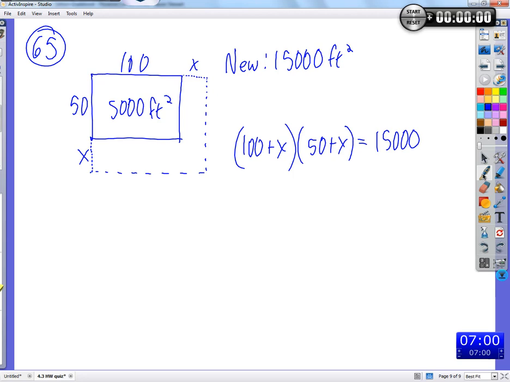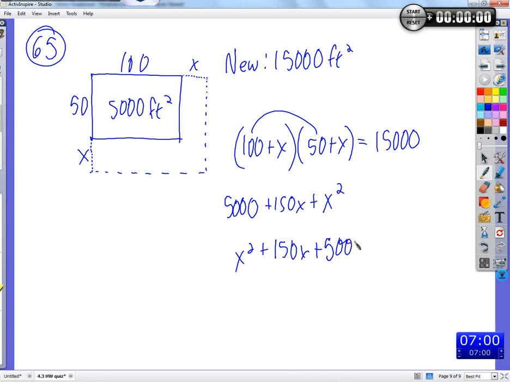All right, so what can we do to work towards the solution? Distribute. Let's do that. 100 times 50 is 5,000. We're going to get 100x and 50x, so we'll get 150x. And x squared. I'm just going to write it like this, because I notice it's a quadratic and we are used to looking at quadratics in this order. So I'm just rewriting it.